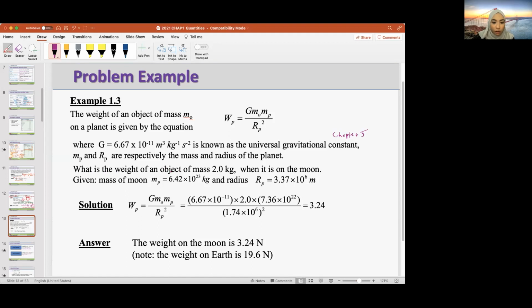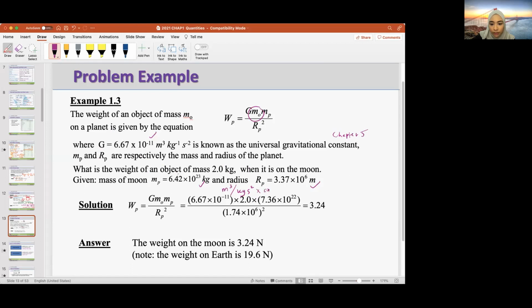What is the weight of an object of mass 2 kilogram when it is on the moon, given the mass of the moon as this and the radius as this? So just use the equation. G is given. Just plug it in. 6.67 times 10 to the minus 11, in meter cube over second squared, times 2. Where did the 2 come from? This is our m naught, the object of mass, which is 2 kilograms. So this is where we got the 2.